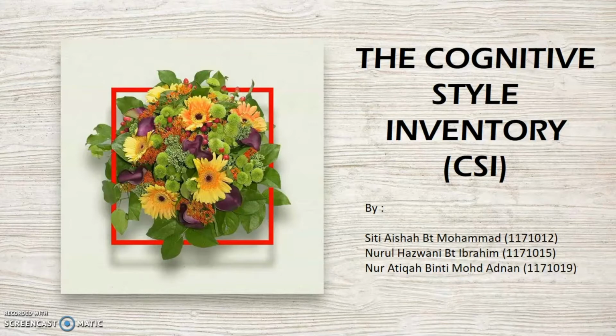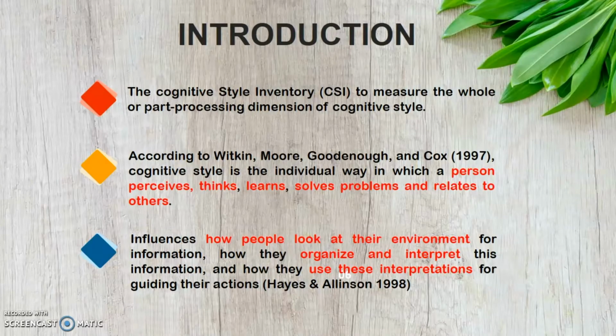Okay, so the reason we choose this instrument is because this inventory is not familiar and we want to know about this inventory deeply. So next we move to the introduction. This inventory, which is the cognitive style inventory, wants to measure the whole or part processing dimension of cognitive style.